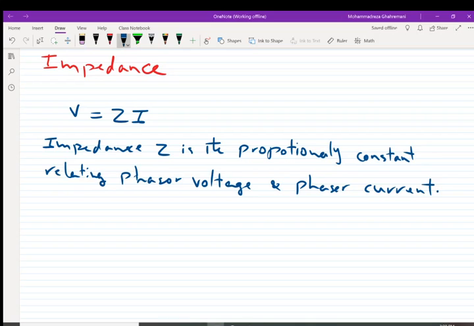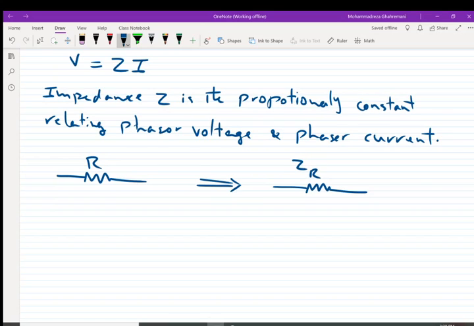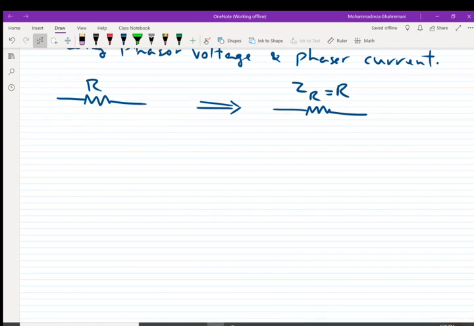Okay, so let's see what the values of Z are for different elements. So far we know what a resistor is, what a capacitor is, and what an inductor is. Let's see what the impedances are for these elements. First, for the resistor. For the resistor, of course, the resistance is R, and in the phasor domain, Z_R, the impedance of the resistor, is the same as the resistance. So Z_R is equal to R for the resistor.